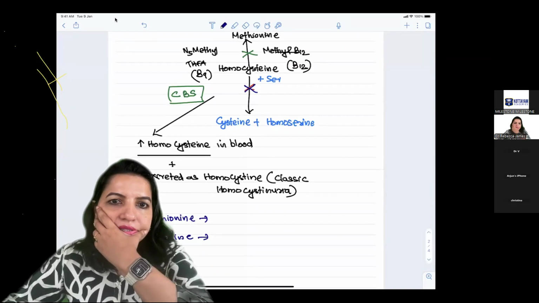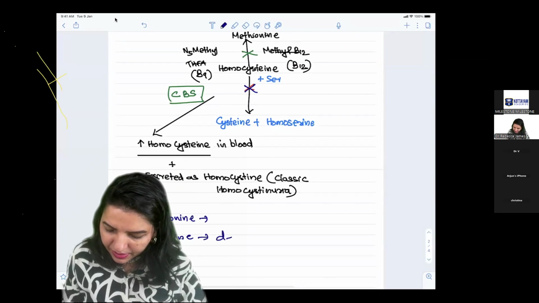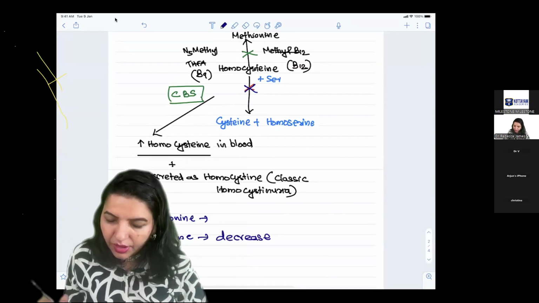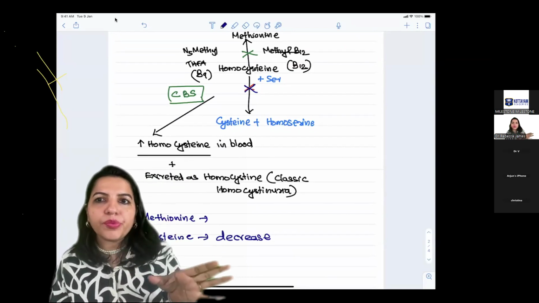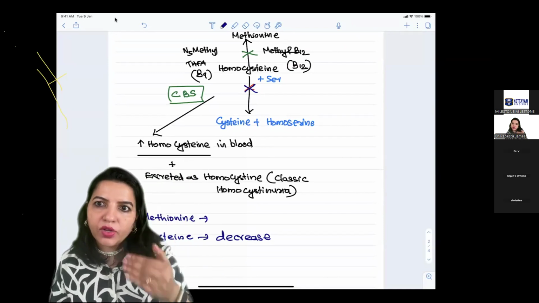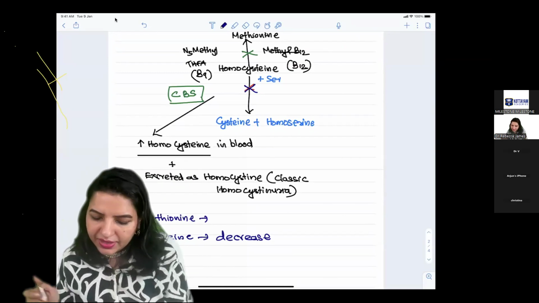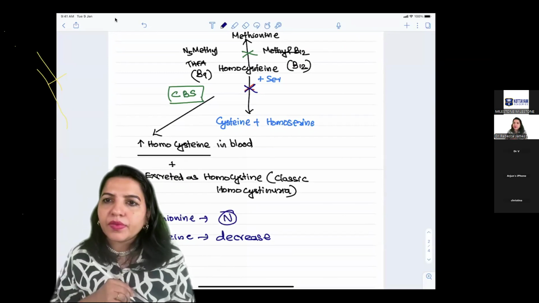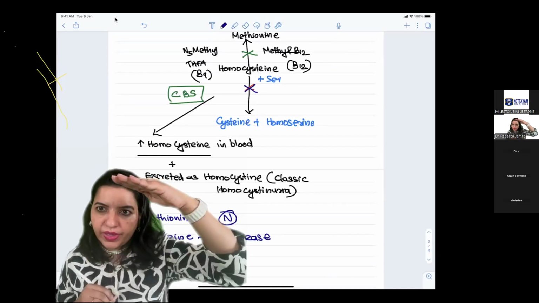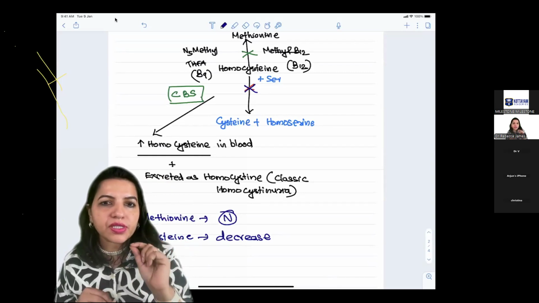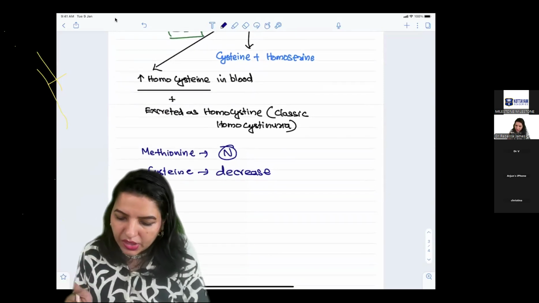Yes, correct. Cysteine level decreases. Methionine level, we cannot say increases, because whatever homocysteine is formed is from methionine, right? So we cannot say methionine increases. We can just say methionine level is normal. Don't say it is increased, but say it is normal. So methionine level is normal, but the cysteine level is reduced. So this is what happens in classic homocystinuria.